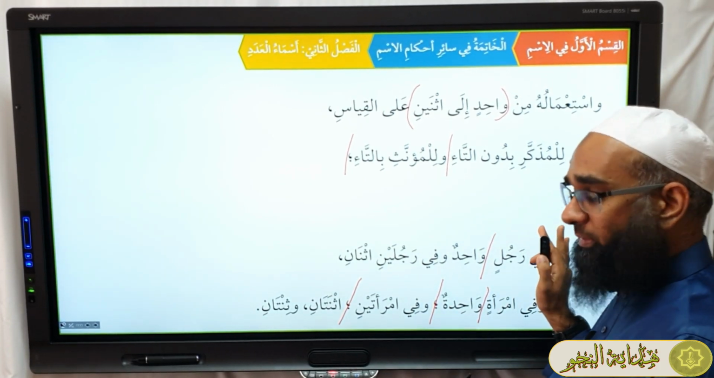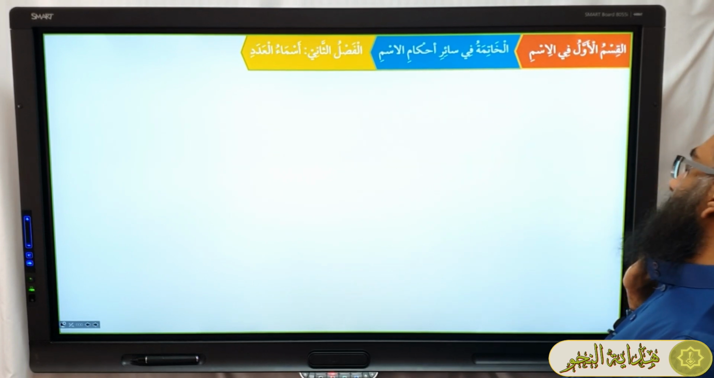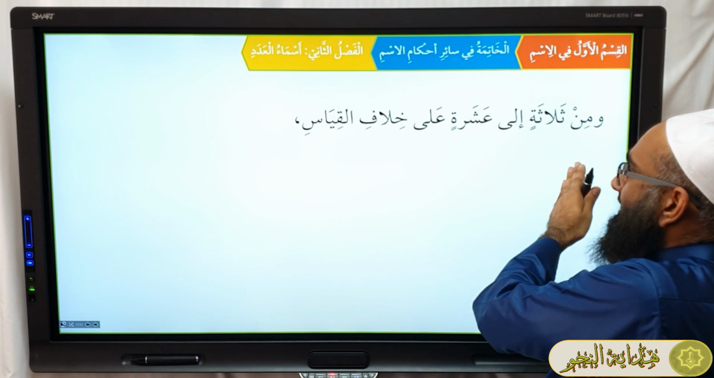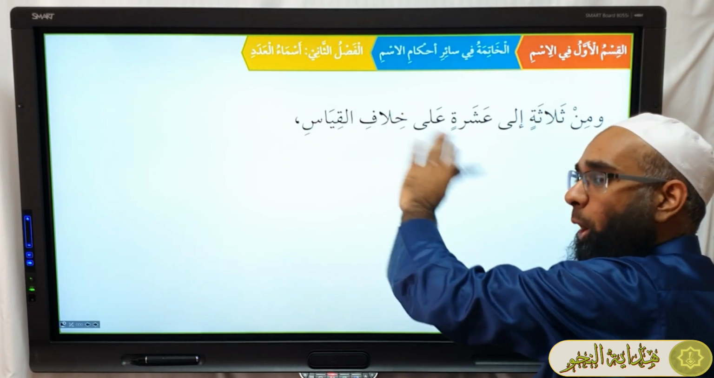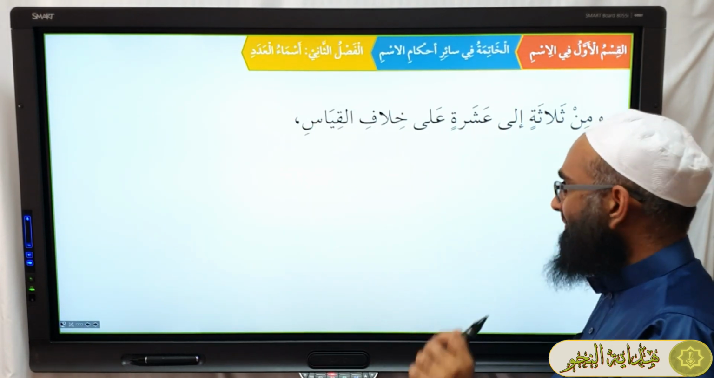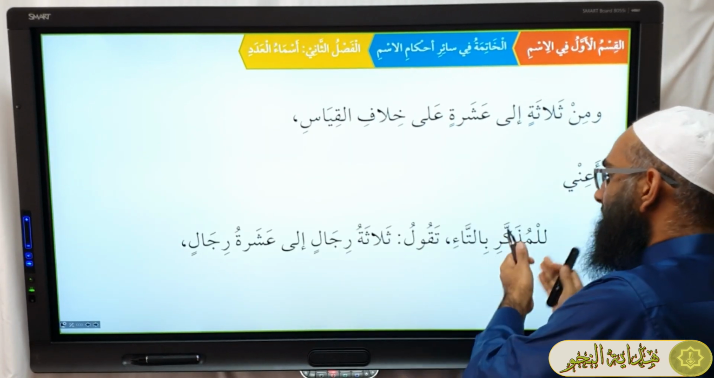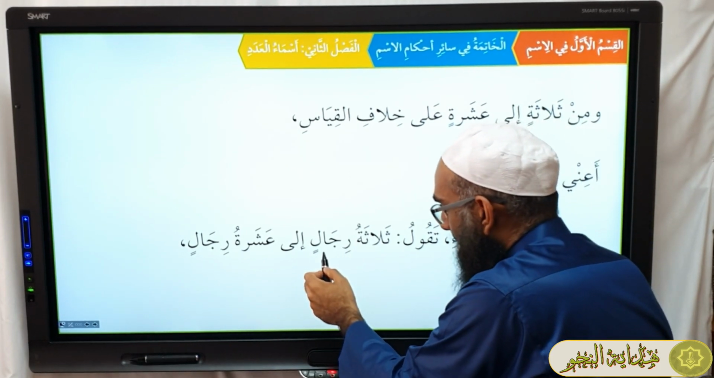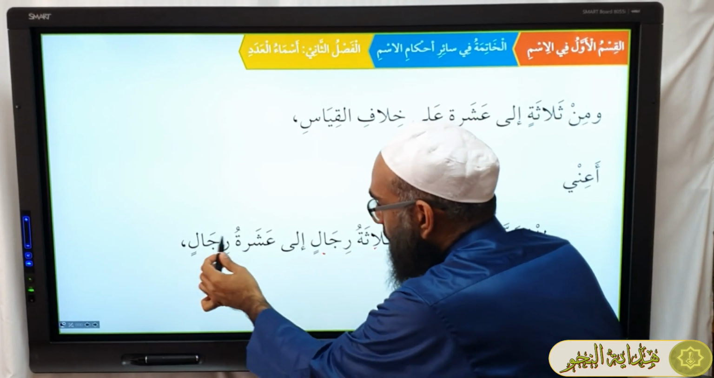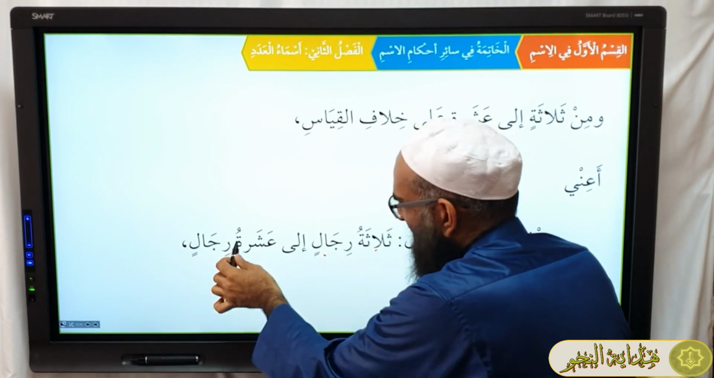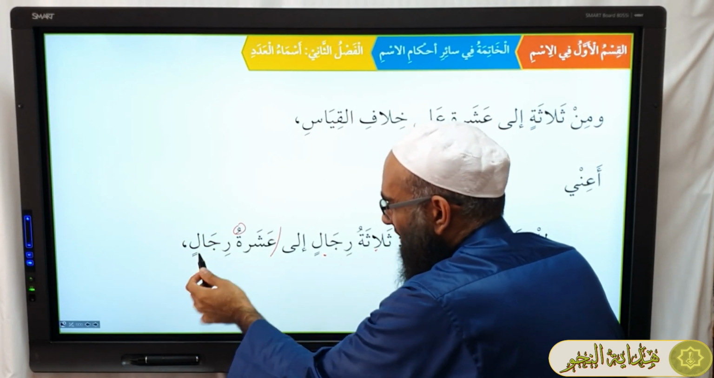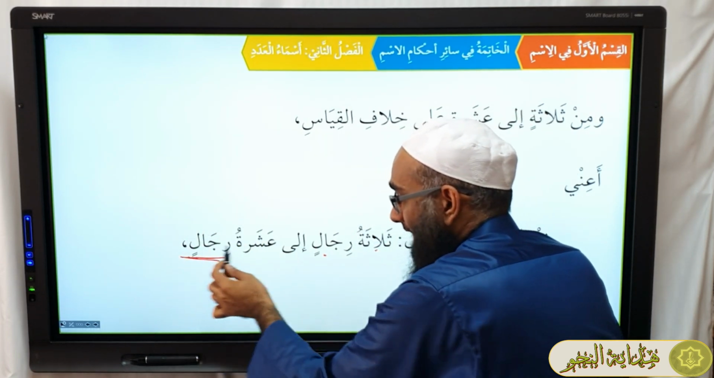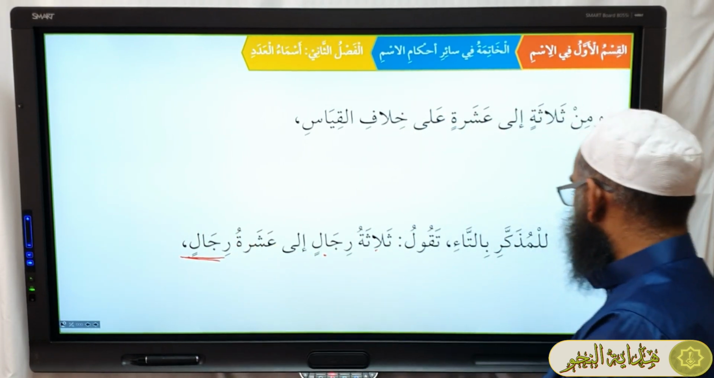Have you understood the text, the application? Good. Now he's talking middle age. Age of marriage. وَمِن ثَلَاثَةٍ إِلَىٰ عَشَرَةٍ عَلَىٰ خِلَافِ الْقِيَاسِ. Opposite gender. Chiastic concord. Opposite gender. أعني للمذكر بالتاء. For مذكر you'll have a ta. ثلاثة رجال. The male needs a female. إلى عشرة رجال. So until you can say إلى either Irab Hikai. That's why it's Dhamma, or you can have إلى عشرة. It doesn't matter. Right? Because it's males in the middle ages, in the partner.